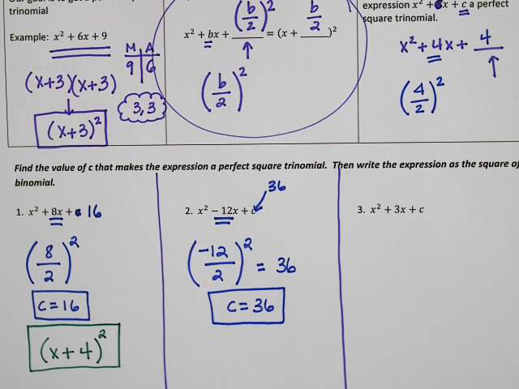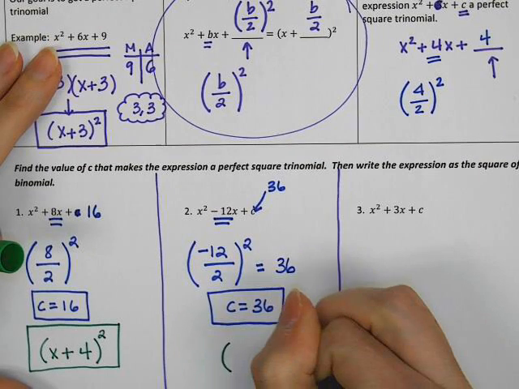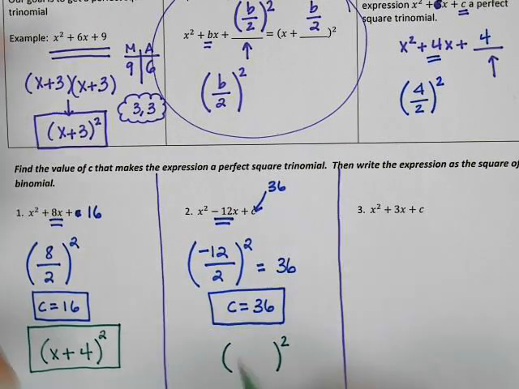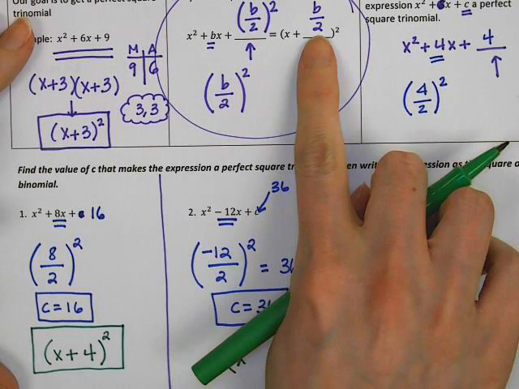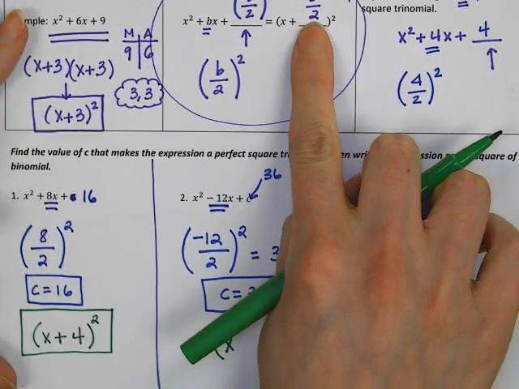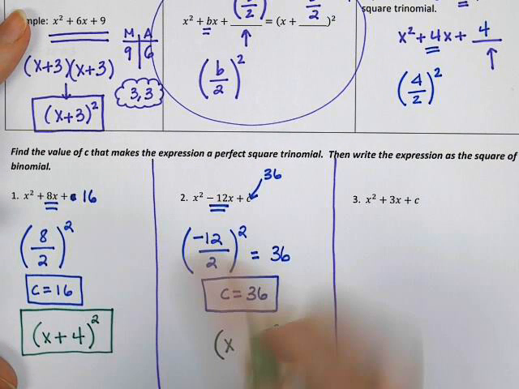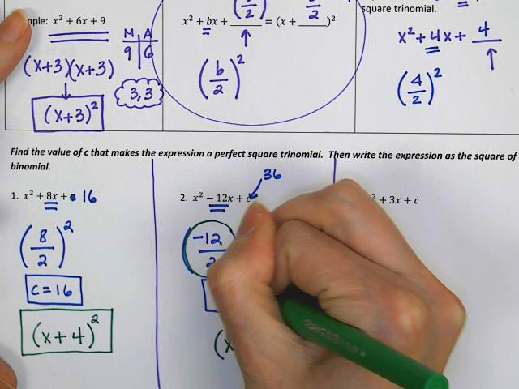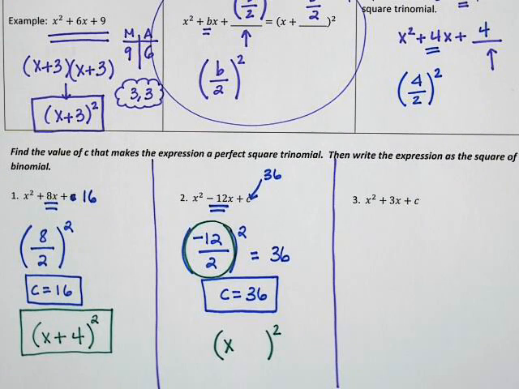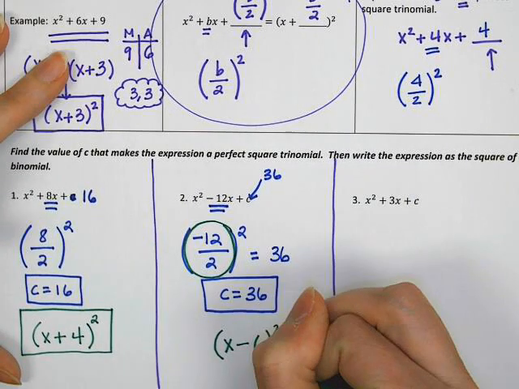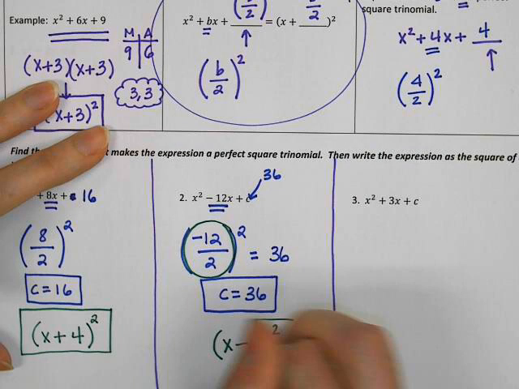And then actually write out the perfect square. The perfect square will be written like this. There's always an x out front. To find that number, it's b over 2. What was the b over 2? Negative 12 divided by 2 is negative 6, so that's what goes here. x minus 6 quantity squared.